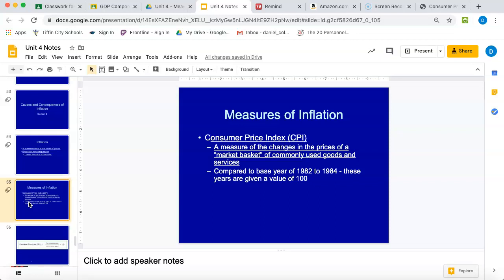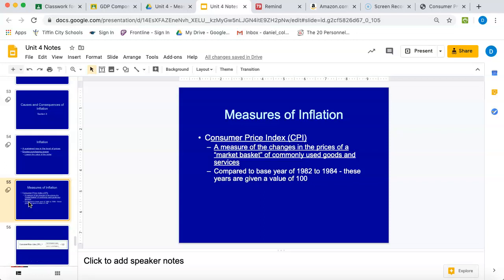Okay? Now, there is some math that is involved. They make it a proportion, and they always compare it to the years of 1982 to 1984. So they take the average of those years, and they give those years the value of 100. Okay? The CPI is essentially a proportion. Right? So they assign the 1980s there as the base year, the 100. And ever since then, they have compared where we are at compared to 1982 to 1984. Okay? Today, our CPI is over the hundreds.